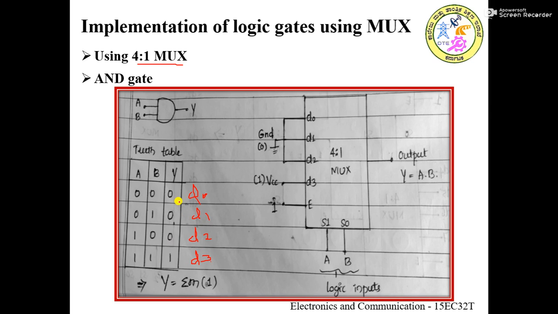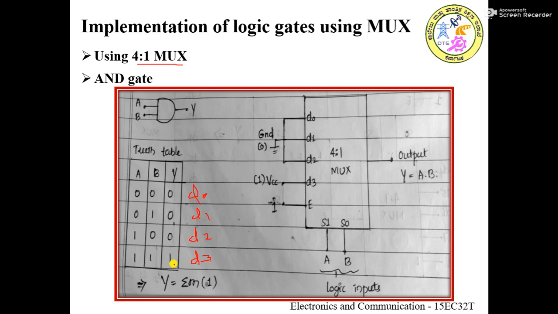Accordingly, if the output is 0, that input should be connected to ground, and if the output is 1, it should be connected to VCC. As we can see here, since the outputs of the gate are mapped with the inputs of the 4:1 mux, D0, D1, D2 are all zeros here, which means they should be connected to ground.